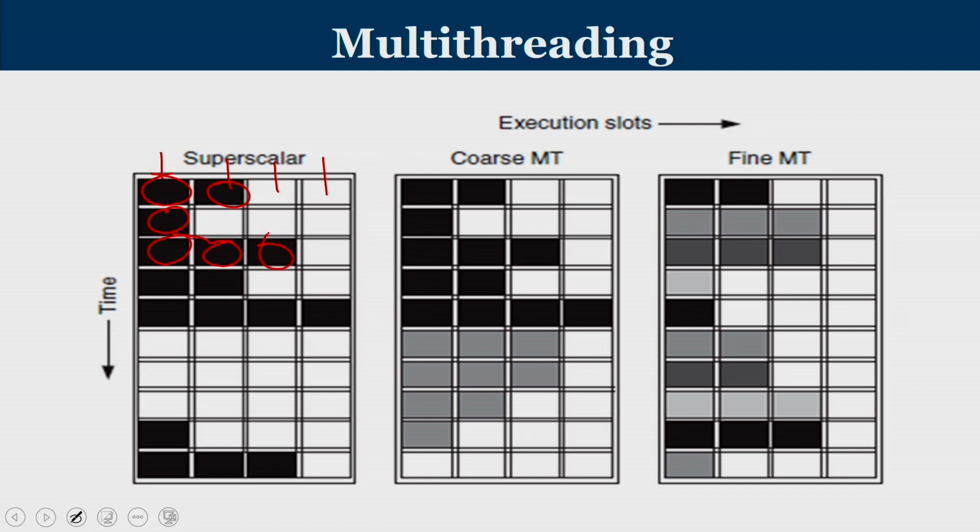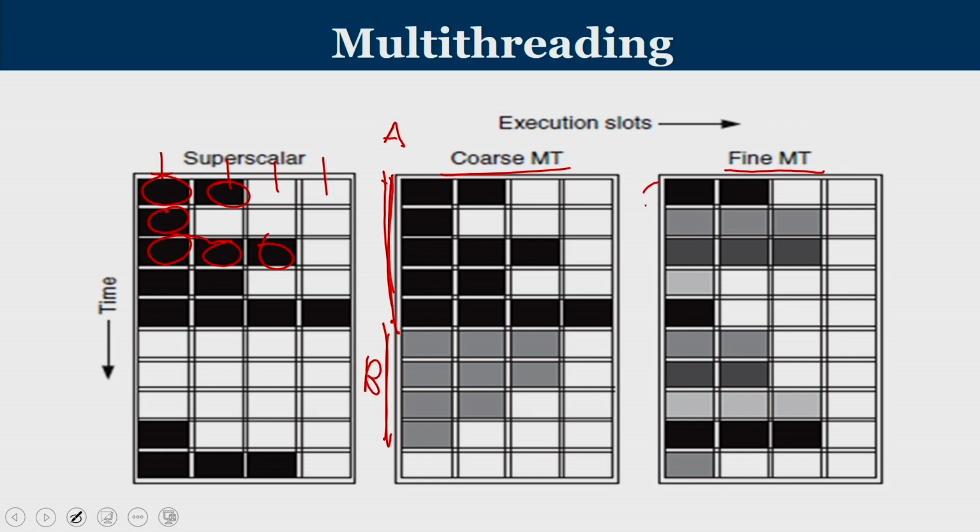Now multi-threading means for some time I am running program A, which is shown by dark red color, and some time I am running program B, which is in a lighter gray shade. Let's say I am going to run for 5 clock cycles and then I shift to B. So A is operated on for 5 clock cycles, then I operate on B for 5 clock cycles. If the switching from A to B is after a few cycles, then I call it coarse multi-threading.